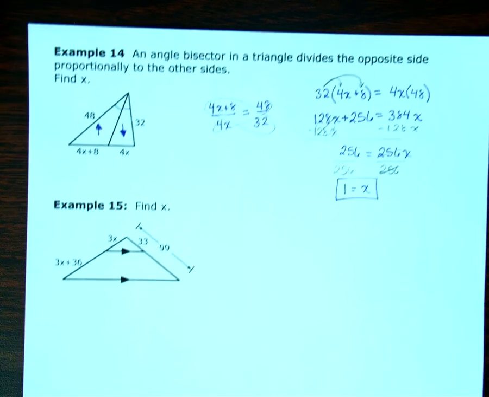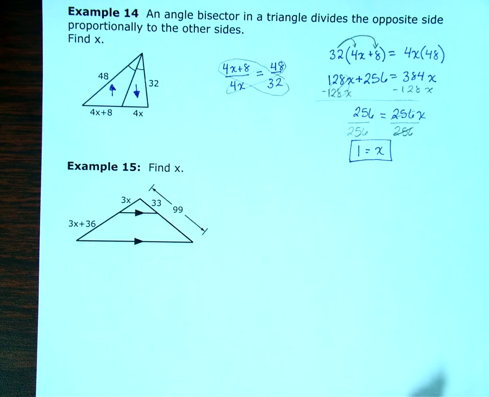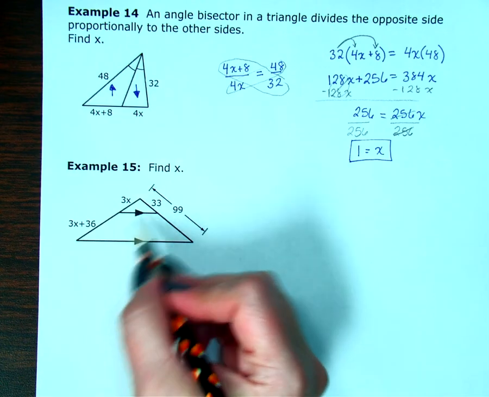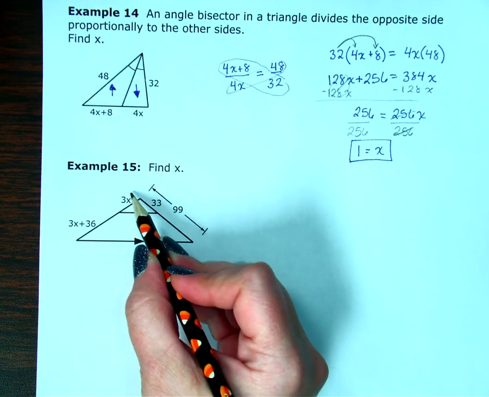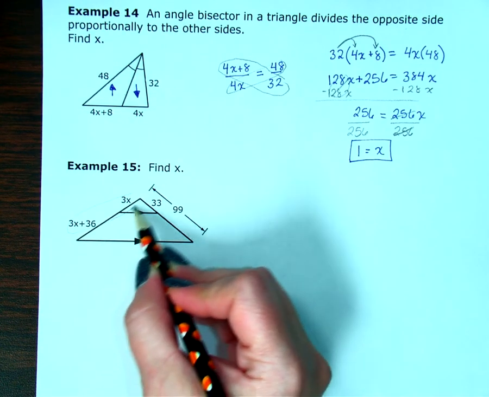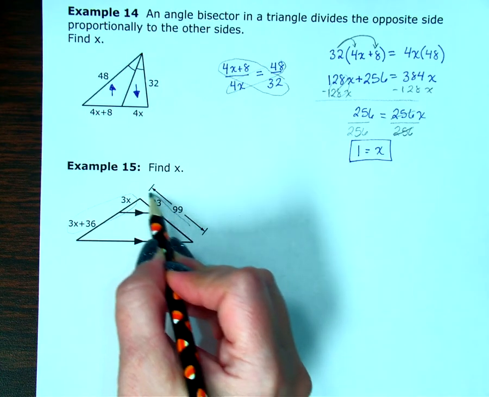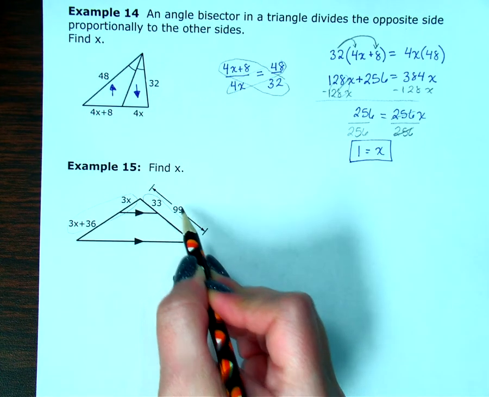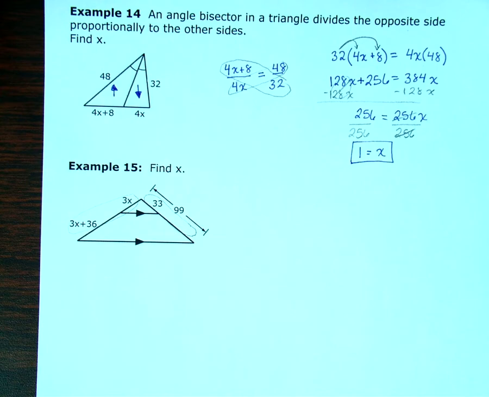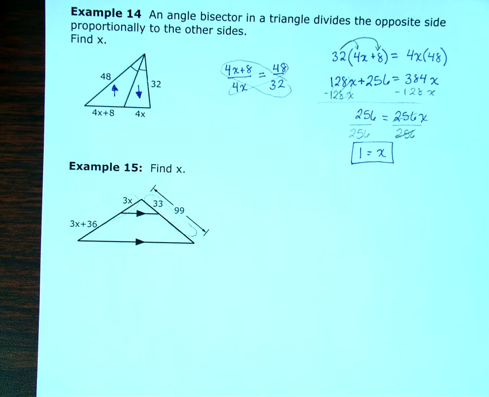Okay, let's look at example 15. In 15, I have proportional or parallel sides, which means I'm going to have proportional parts here and here. Notice the 99 is not one of the proportional pieces. It's going to be the two smaller sides that the triangle sides are divided into.